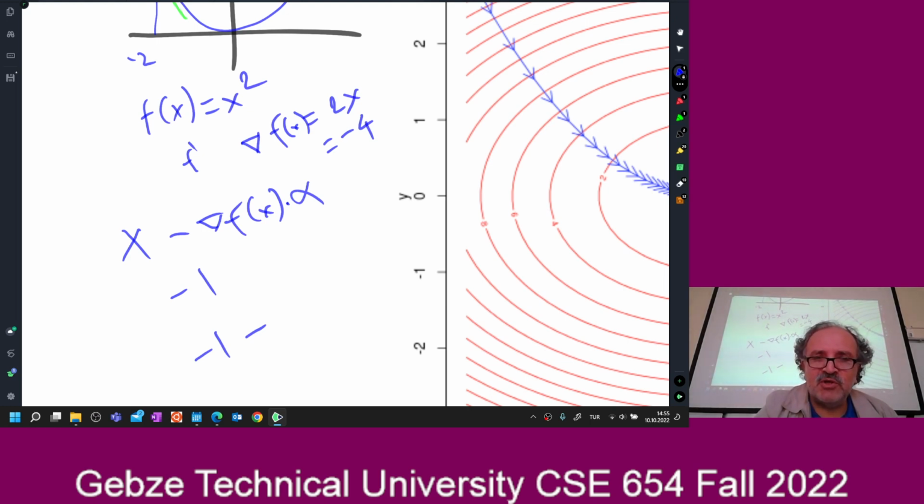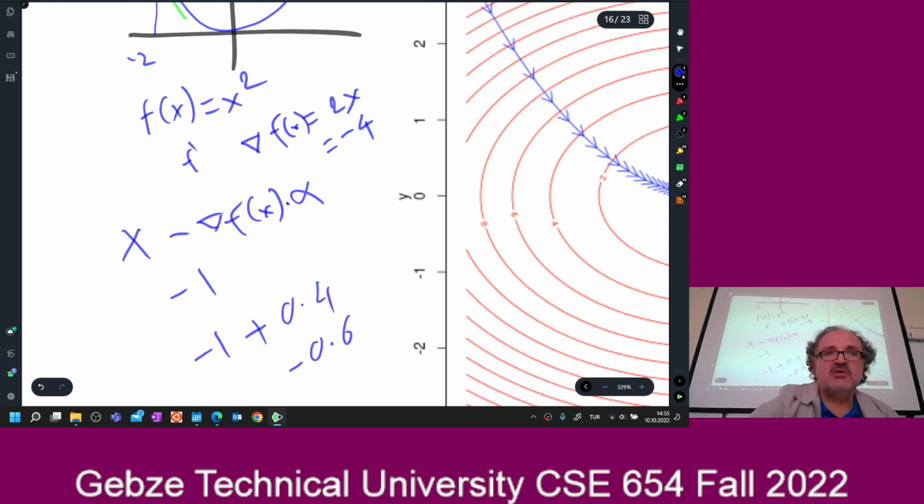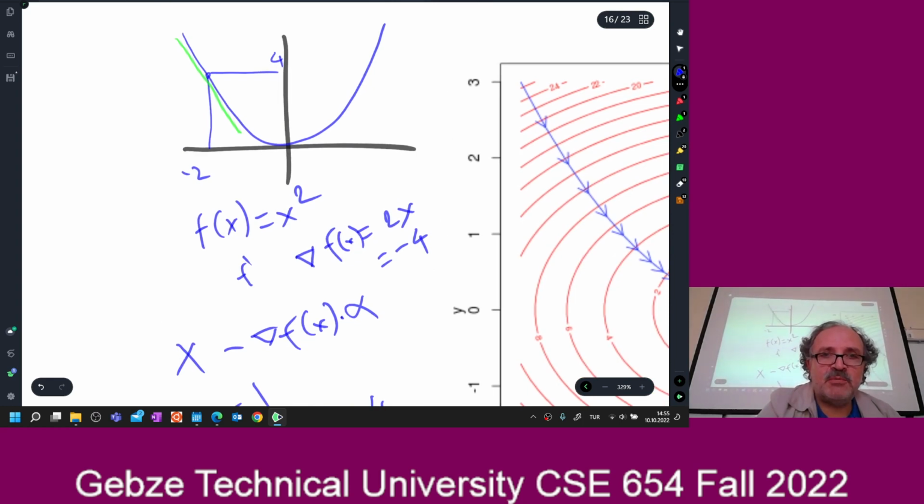So it's going to be, because minus 2 times 0 point, 2 times 0.4, right? It's going to be minus 0.6. So as you see, I came to 0.1, 0.6 is going to be this, and I will end up at here.